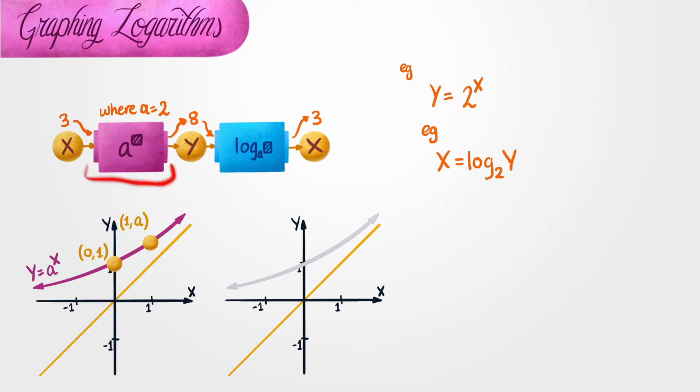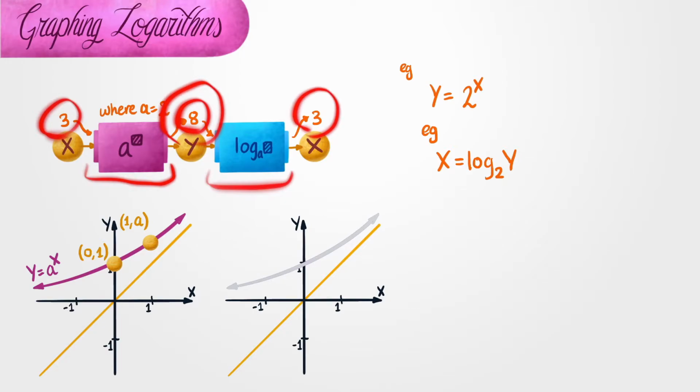Notice that for an exponential, when we put in the number 3, we got out the number 8. But then for logarithms, the opposite happens. It is the inverse function, as we said. So if you put in the number 8, you're going to get the opposite thing back. You're going to get the number 3.